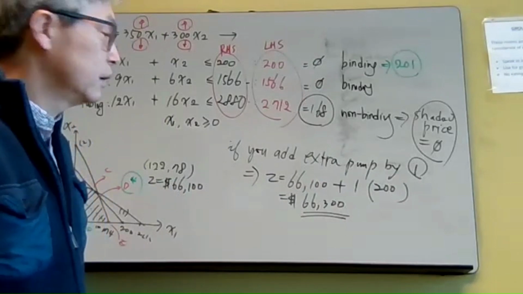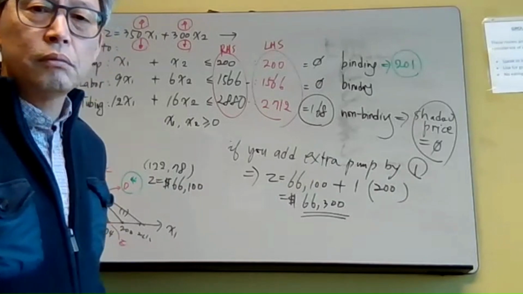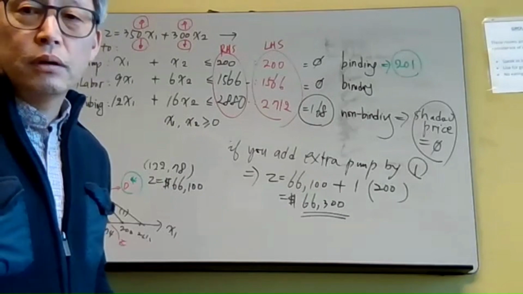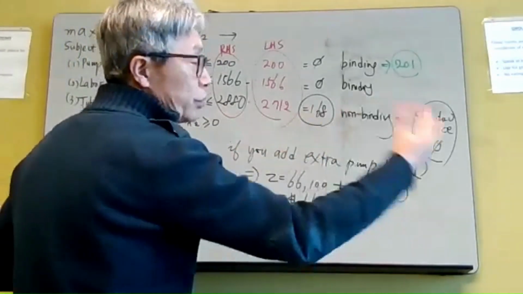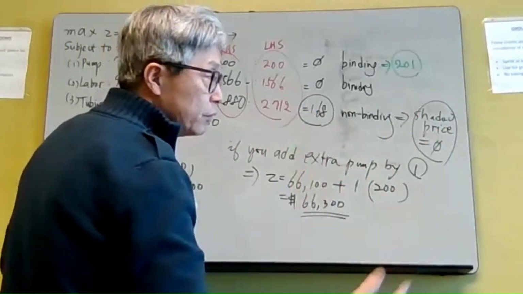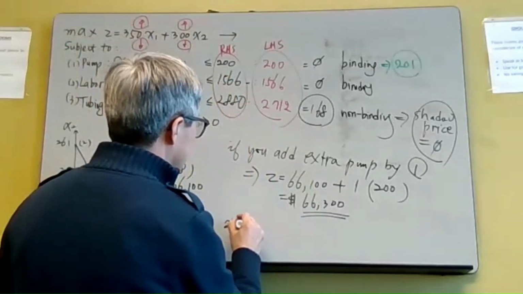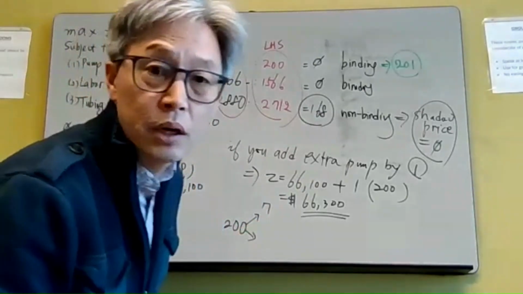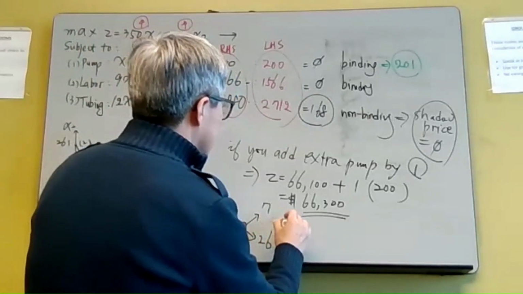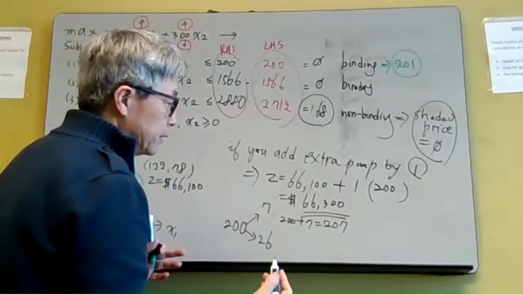Did you get it? Can I move forward? Yes, Professor. So now we're talking about pump inventory. But if you add 100 or 200 pumps, does that still generate profit? We have no idea. So take a look at the allowable increase and allowable decrease. The original pump was 200, and the allowable increase is 7, allowable decrease is 26. That means if you add up to 7 pumps, there will be increased profit.